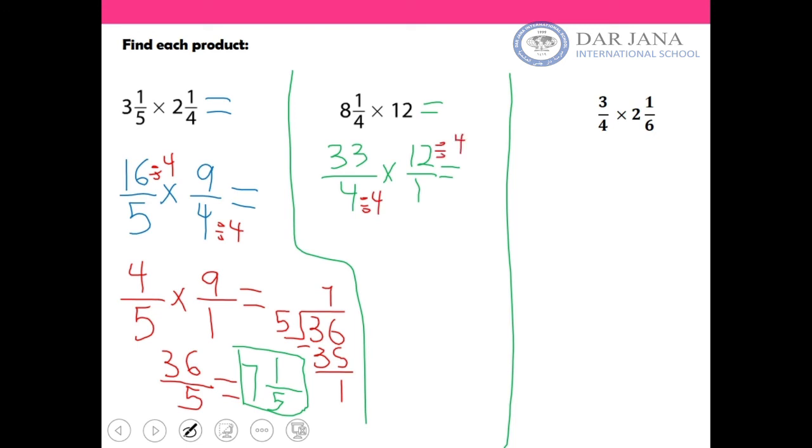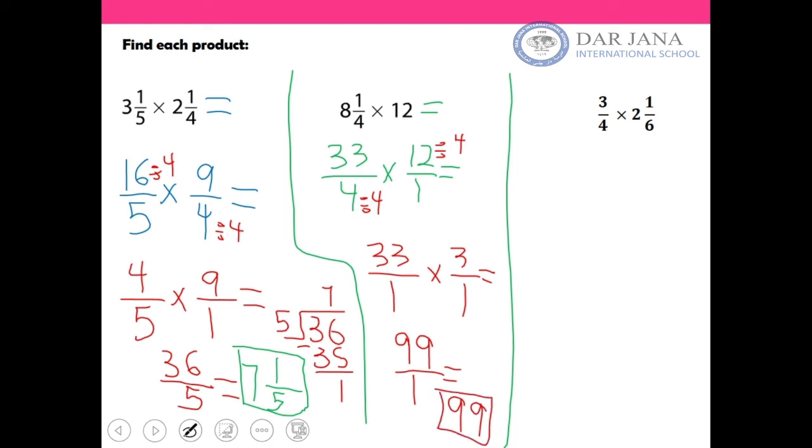And then I'm going to rewrite. So it's going to be 33 over 1 times 3 over 1. And then I multiply numerator by numerator, denominator by denominator. 33 times 3 equals 99 over 1 equals 99.